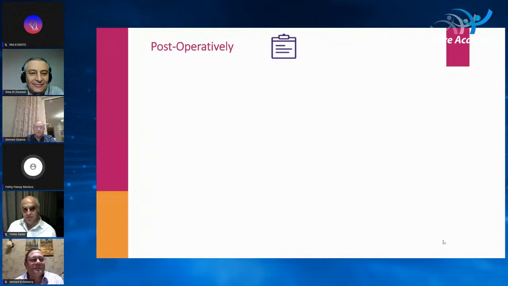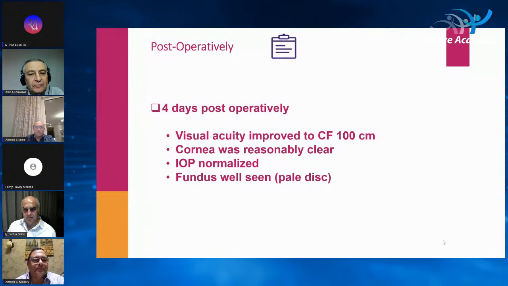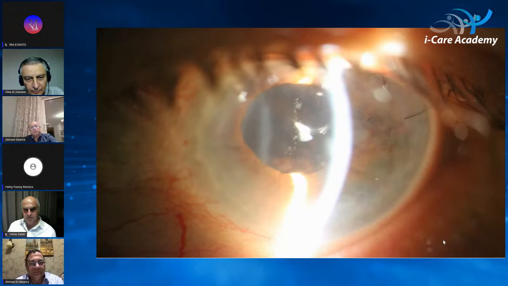Can you hear me? Yes, of course. We are following you. The visual acuity improved to counting fingers. The cornea was reasonably clear. Intraocular pressure normalized and fundus could well be seen with the pale disc, obviously. So we have a reasonably clear cornea and reasonable red reflex immediately post-operative.